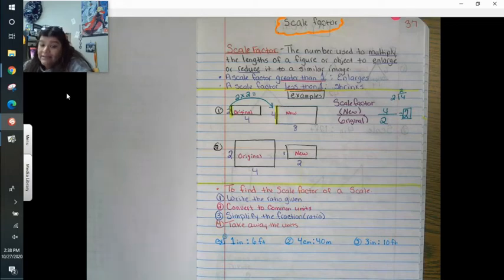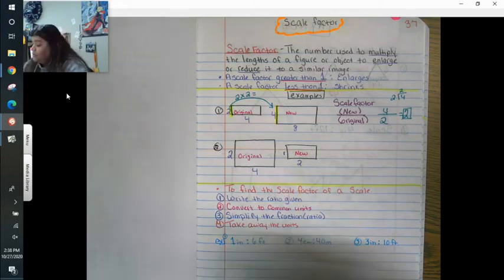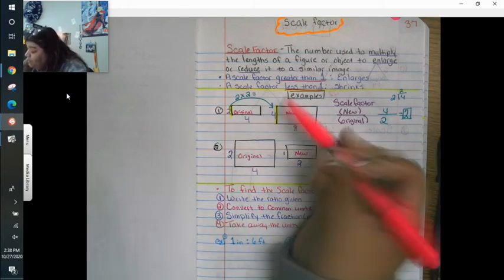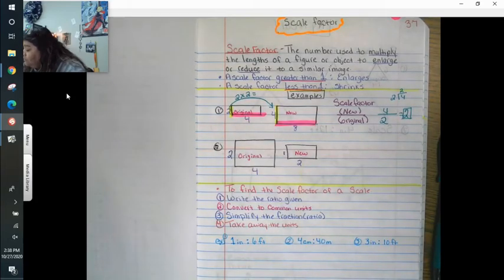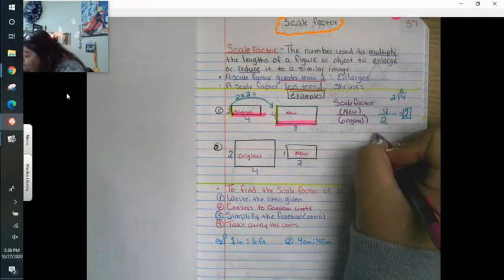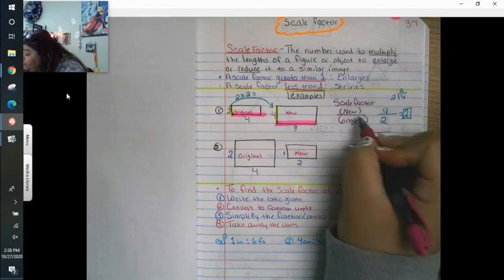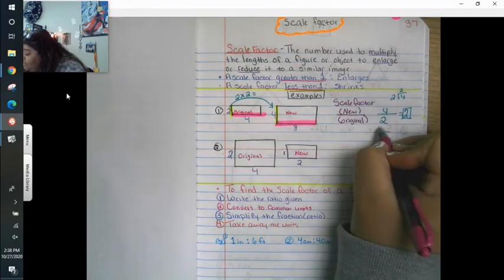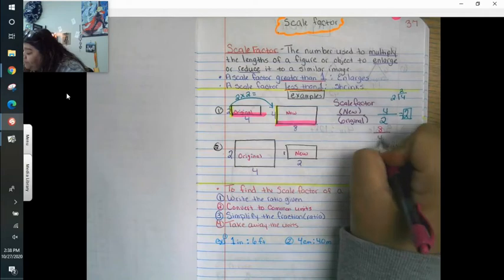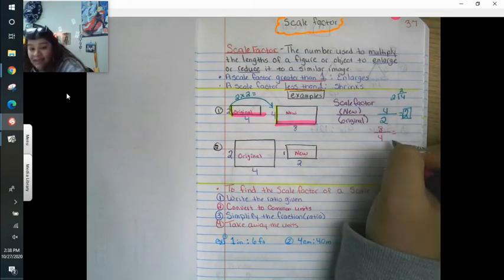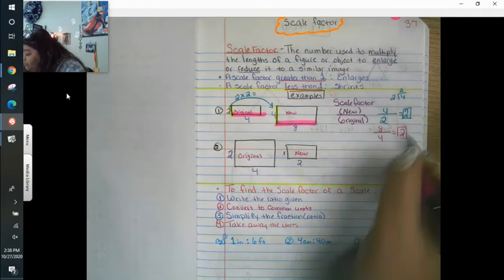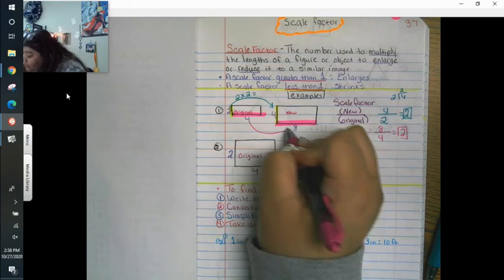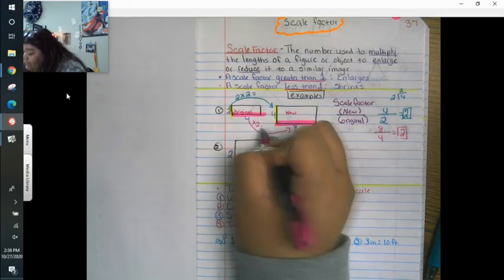Now, with scale factor, you'll get the same answer if you do the 8 and the 4. Watch. So I'm going to do the other numbers. I'm going to do the 8, which corresponds with the 4, and I will do pink for this one. So remember, new goes on top, so my 8 goes on top. The original is the 4, that goes on the bottom. And just like before, I don't mind dividing 8 by 4. So 8 divided by 4 is, again, 2. So I multiplied 4 times 2, and that's how it got me 8.